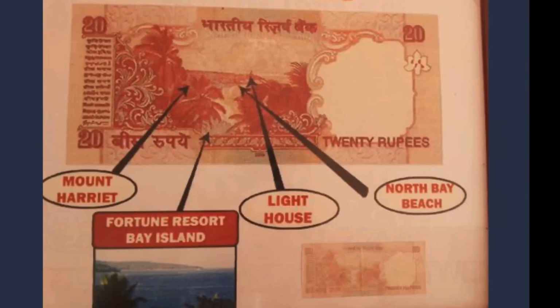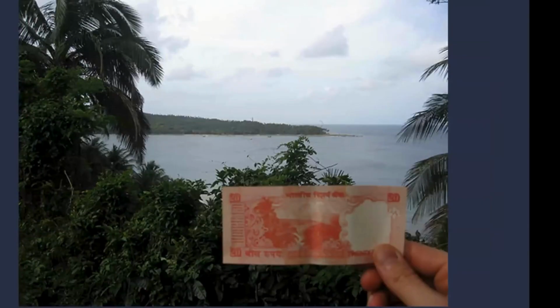So if you go to Ross Island in Andaman Nicobar, in the south part of the Andaman Nicobar Islands, and you go to Ross Island, which is next to basically Port Blair, from there you will see the North Bay Island. And this is the sketch of the North Bay Island. So here's a 20 rupee note, and that's the North Bay Island. It's the exact same sketch.